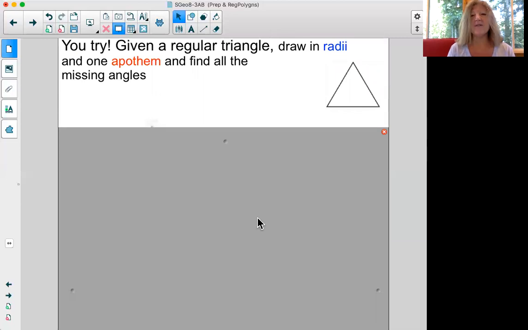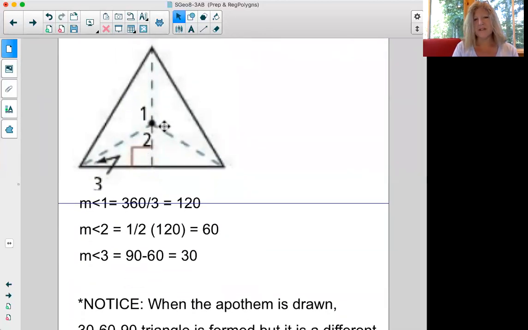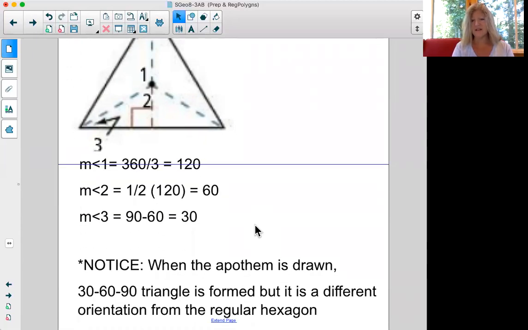Pause, do the same steps for the regular triangle. So 360 divided by 3 gets your measurement of angle 1. Drop down your apothem, it gets bisected, measurement of angle 2, and 2 and 3 are complementary. Notice, when you have a regular triangle or an equilateral triangle and you do this, you also have a 30, 60, 90 triangle, but the orientation of that is different than it was in the regular hexagon.